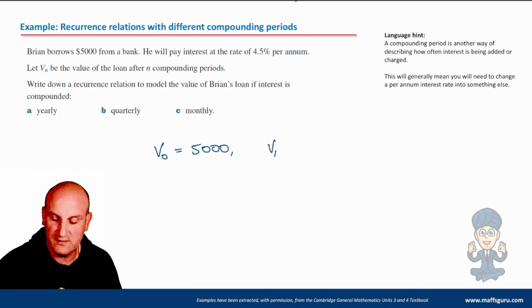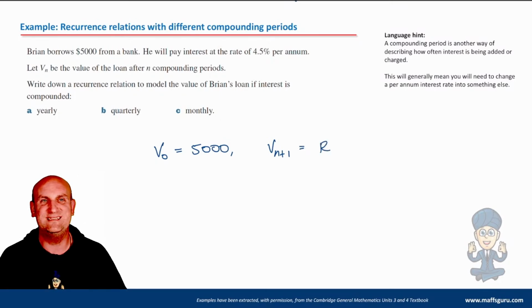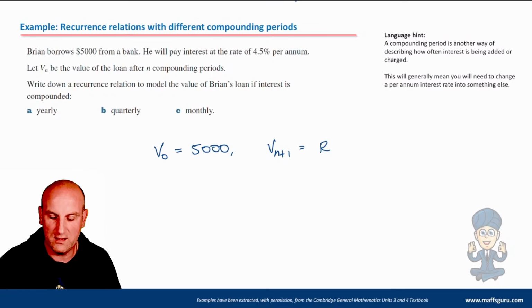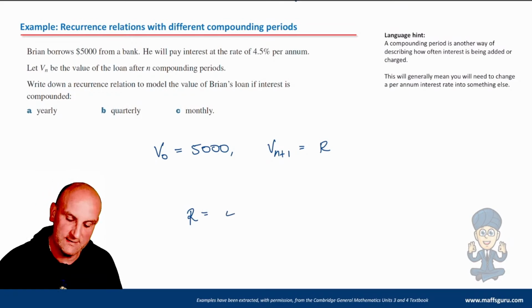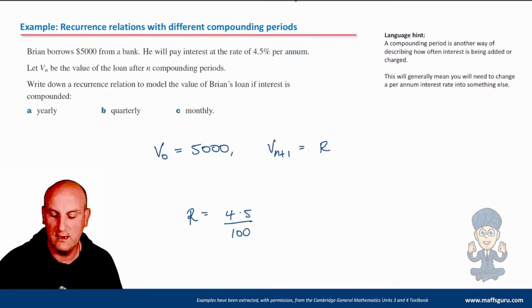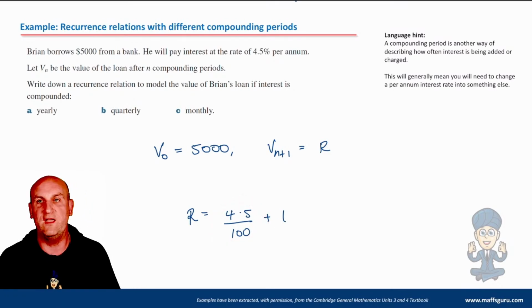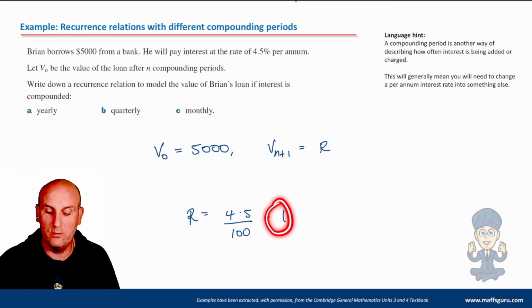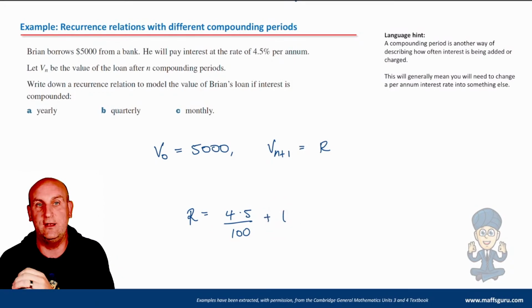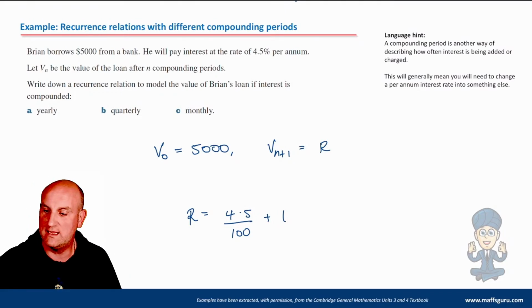The next thing goes, V of n plus 1 equals. Now we want this capital R, because this is compounding, so we need to work out our value of R. And we know that R is equal to, what is it? In this situation, 4.5 divided by 100, and I'm going to add 1. Now, why is it divided by 100? Because I've got to turn that 4.5% into an actual decimal, and I add on 1 because interest gets added on. So again, I always use my calculator to do this.